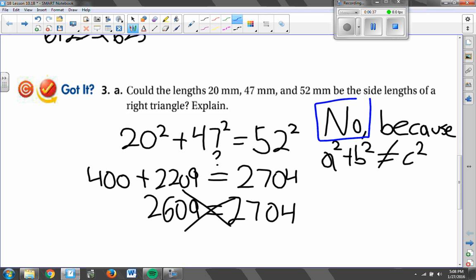Do you have any questions about that, or how to use the Pythagorean theorem to decide if something is a right triangle? Please make a note to ask me in class tomorrow.